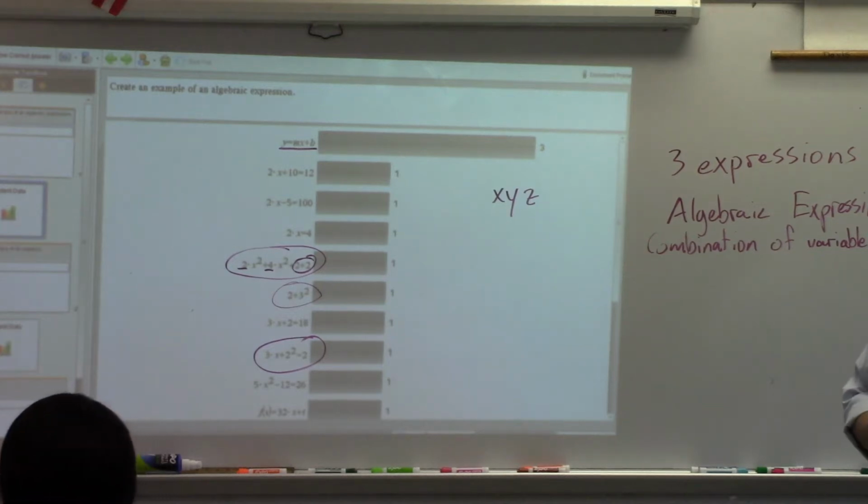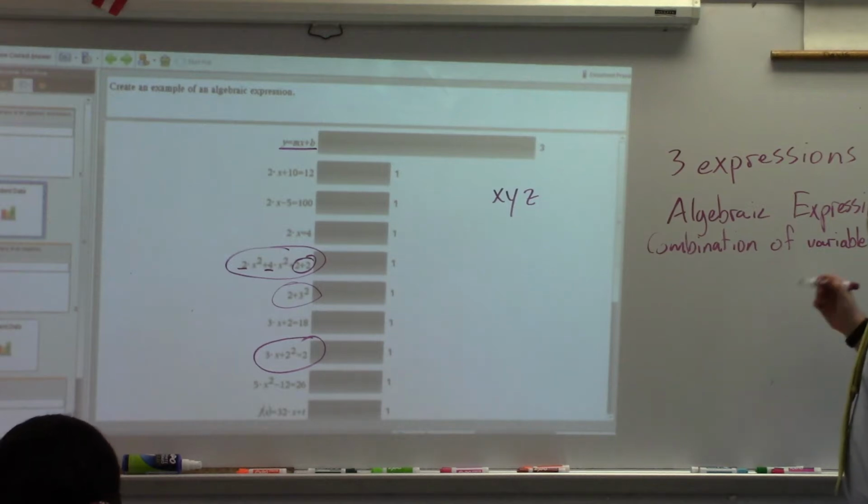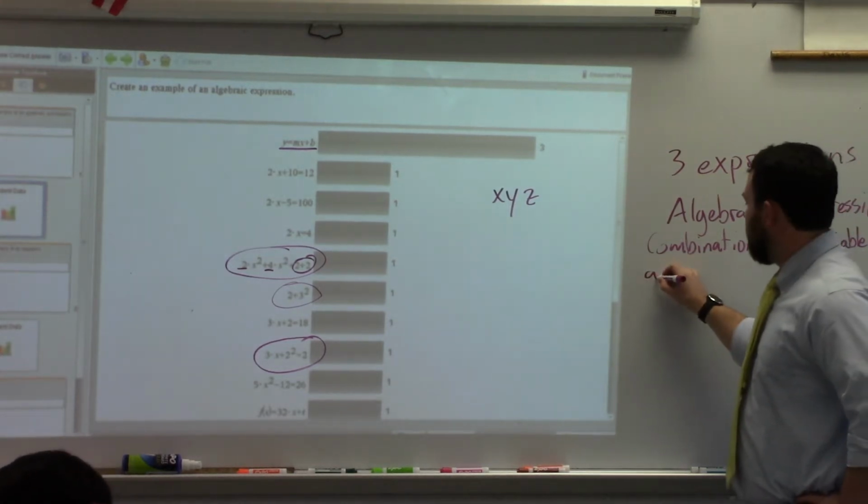Right? The first term there is algebraic expressions and equations, right? So it's a combination of variables and numbers.